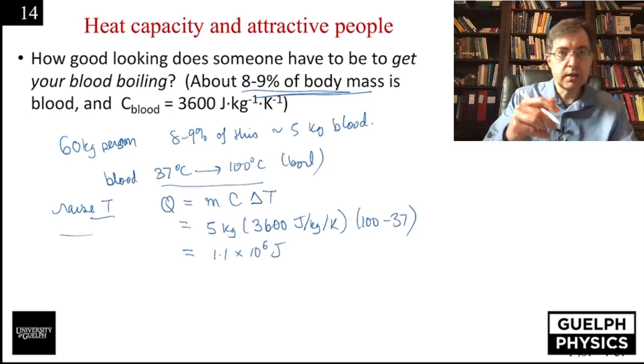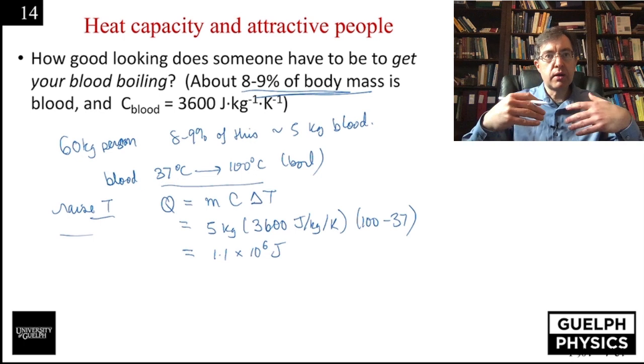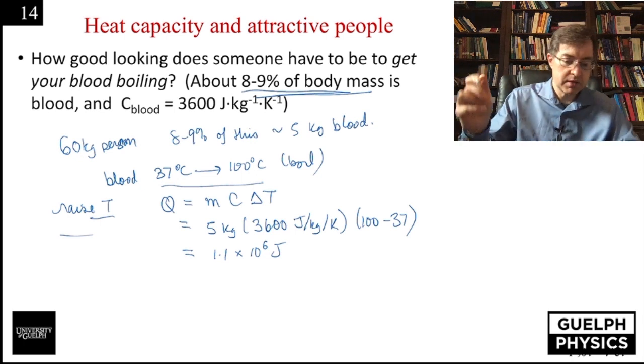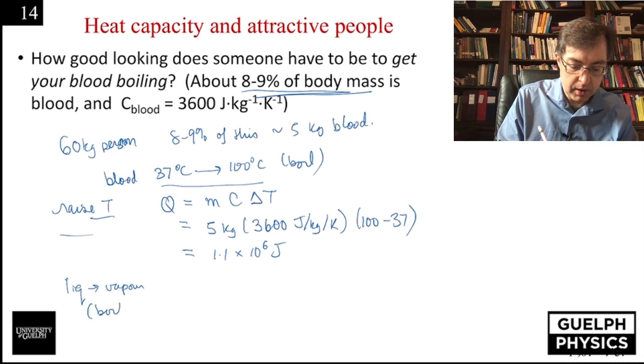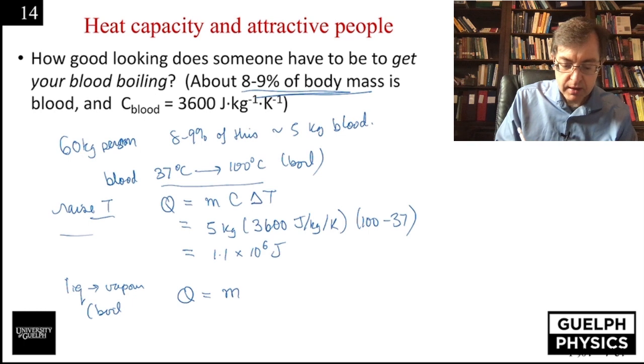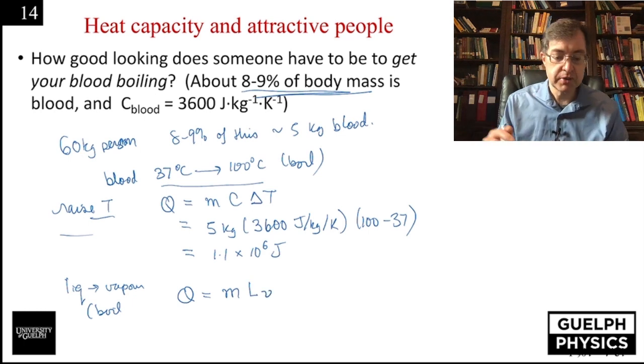Okay, so that's the amount of heat required to raise the temperature from 37 degrees Celsius to 100 degrees Celsius. And then to actually convert the liquid to the vapor, or to boil the water, you require an amount of heat given by the mass of the blood times the latent heat of vaporization, because you're vaporizing the blood.